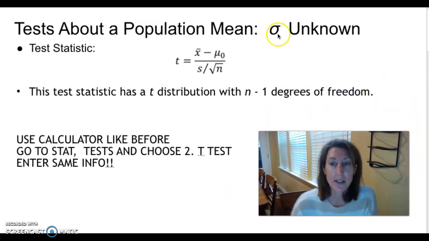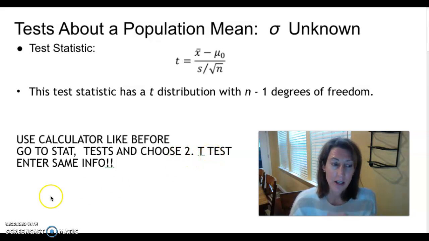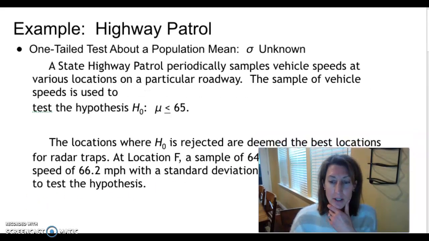The only difference here is that we don't have a standard deviation for the population that's known. So remember, for t, we use s, which is the sample standard deviation. And we're going to need to know the degrees of freedom, which is n minus 1. We're going to get to use our calculator like before, except we go to stat, tests, and choose 2, which is t-test. Going to enter the same information. All right, so if we do this, let's read through this here.